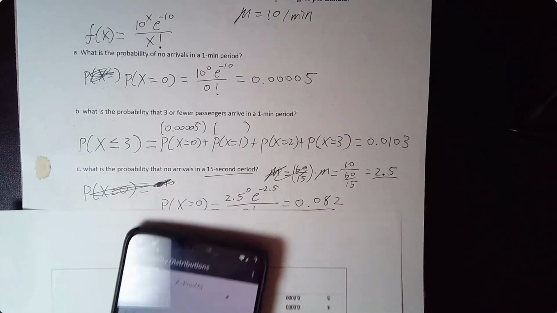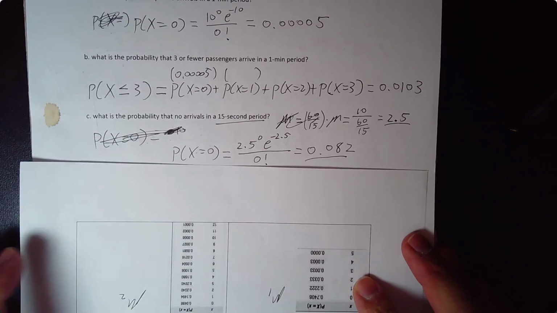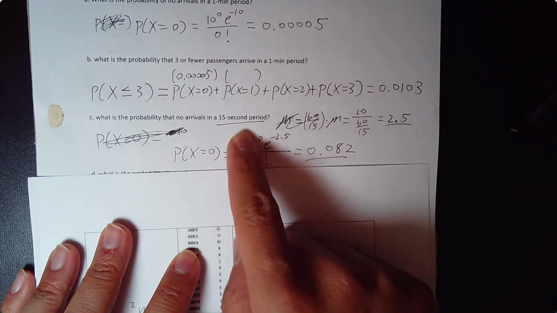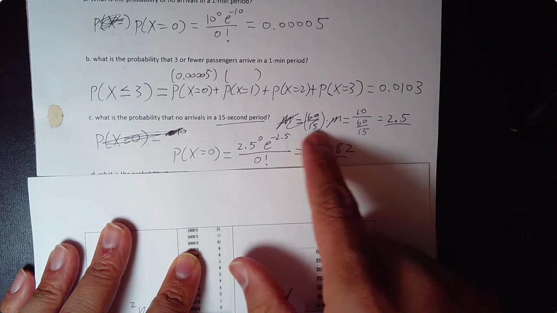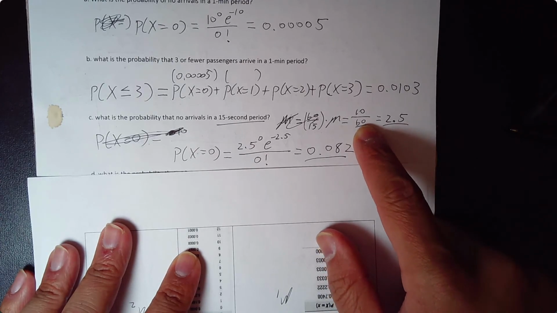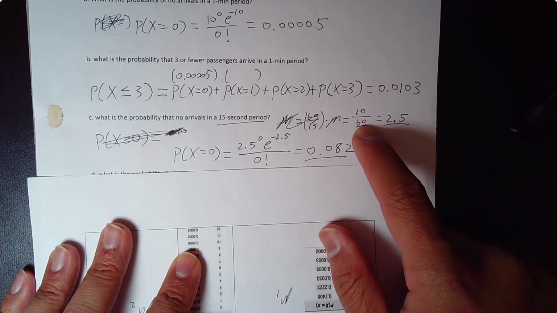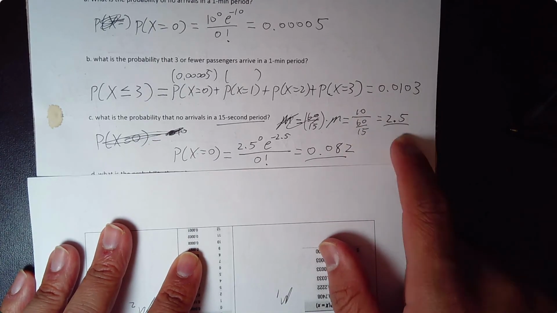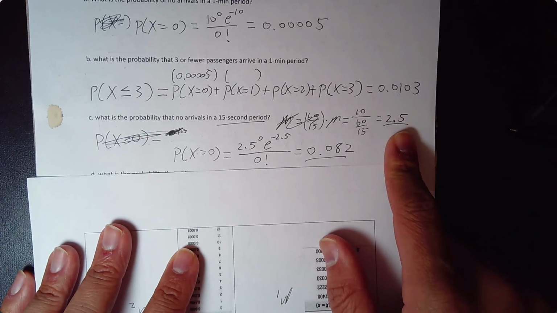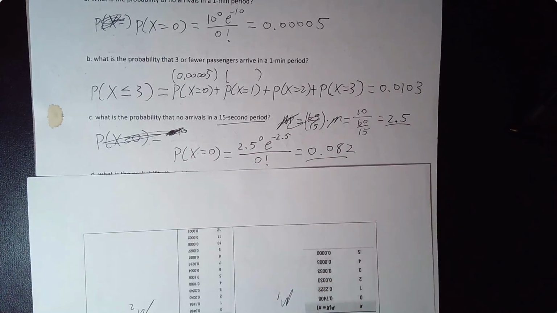Okay, let's continue. What's the probability of no arrival in a 15-second period? First, we know that the time interval has changed, so we need to change our mu. Take how many seconds are in a minute, 60 seconds, and divide that by 15. That gives you the fraction, and then divide 10 by that, which gives 2.5. So on average there are 2.5 arrivals in a 15-second period. Plug that in. This is our PDF, and then we get that.